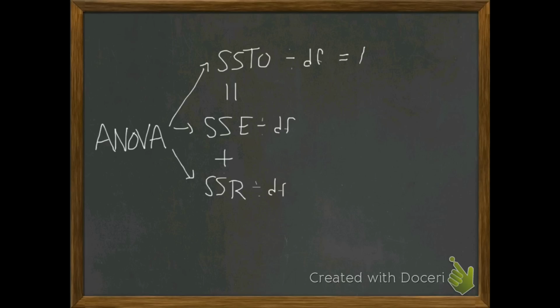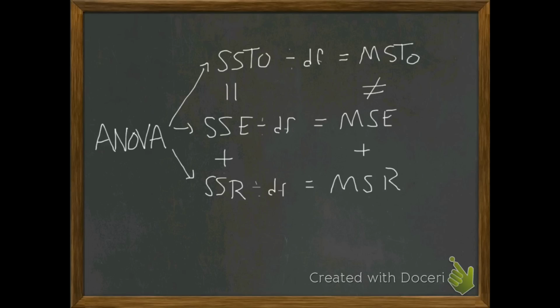And we'll get the mean square total, mean square error, and mean square regression. Remember, guys, mean squares are not additive, so the mean square error plus the mean square regression will not sum up to be the mean square total.